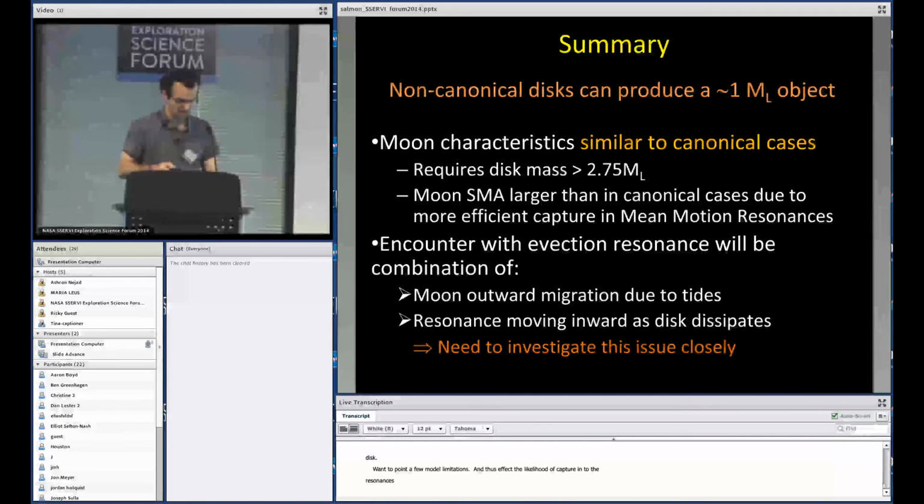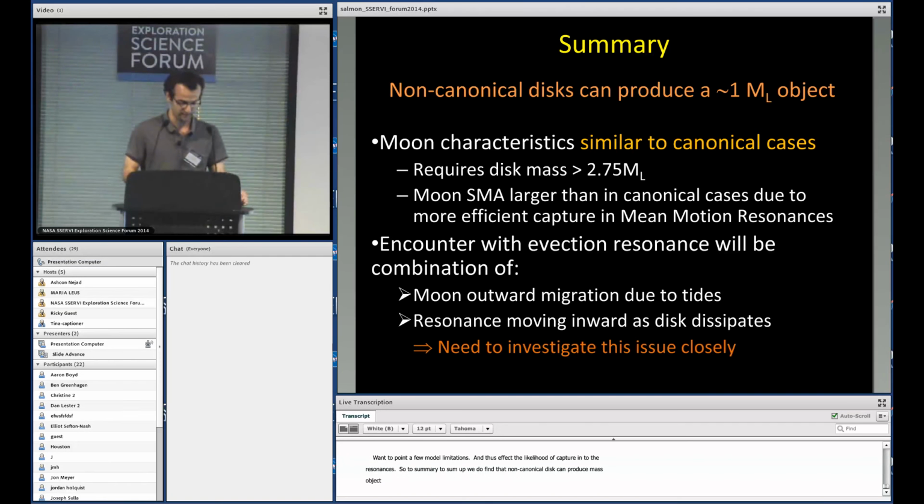So to sum up, we do find that non-canonical disks can produce lunar mass objects, but they seem to require very massive disks that may not be obtained in some non-canonical impact scenarios. And we point out that the encounter with the evection resonance will be a combination of the moon's outward migration due to tides, but also of the resonance moving inward due to the dissipation of the disk. And this is an issue that needs to be investigated closely. Thank you.